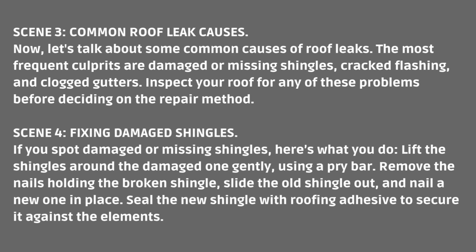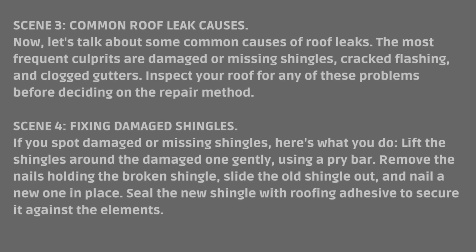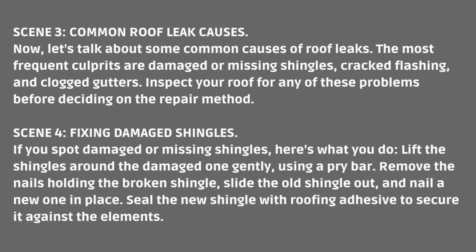Scene 4. Fixing damaged shingles. If you spot damaged or missing shingles, here's what you do. Lift the shingles around the damaged one gently using a pry bar. Remove the nails holding the broken shingle, slide the old shingle out, and nail a new one in place. Seal the new shingle with roofing adhesive to secure it against the elements.